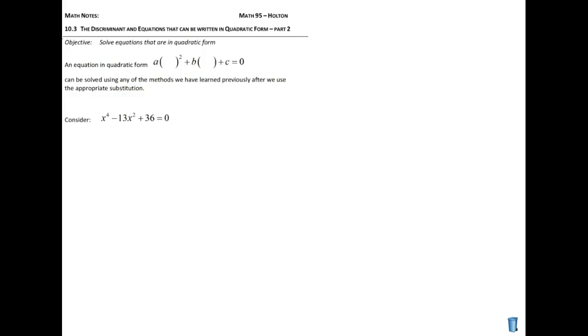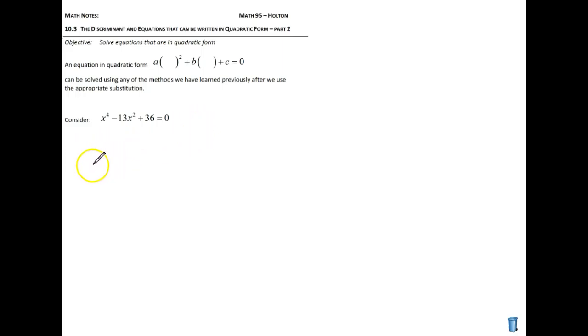In this video, we're going to talk about the second part of 10.3, which has to do with equations that can be written in quadratic form. An equation in quadratic form is of the form a times something squared plus b times something plus c equals 0. And we can solve it using the quadratic methods that we've learned previously, either factoring, completing the square, or quadratic formula. But we use a process of substitution.